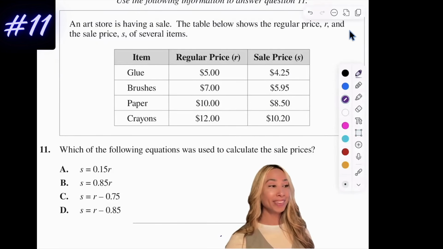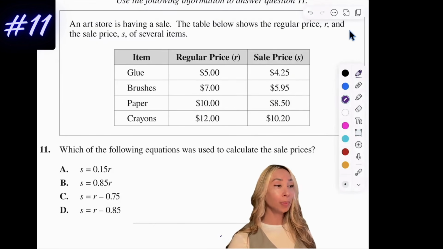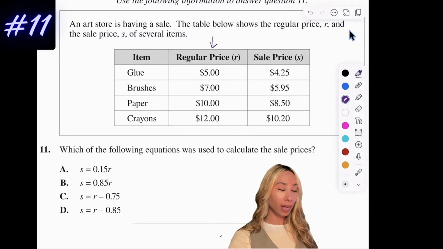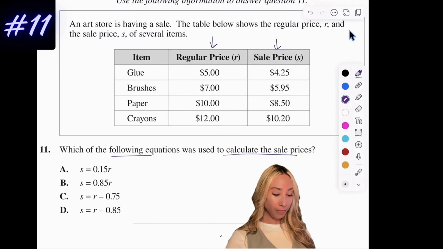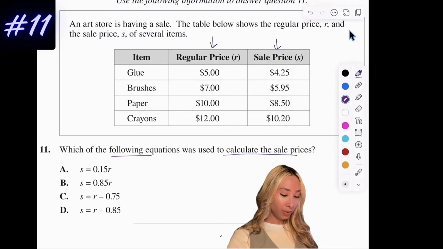All right, number 11 here. So it says here, an art store is having a sale. The table below shows the regular price and the sale price of several items. Which of the following equations was used to calculate the sale price? Okay, so we've got a few different options here, and we've got 15, 85, 75, 85.